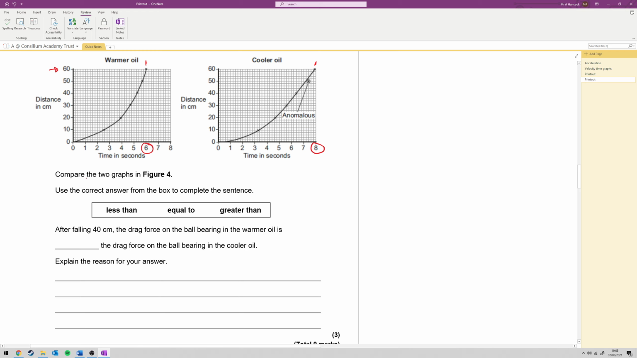So let's have a look. Compare the two graphs in figure 4, which we've just done. Use the correct answer from the box to complete the sentence. After falling 40 centimeters, the drag force on the ball bearing in the warmer oil is blank the drag force on the ball bearing in the cooler oil. Explain the reason for your answer. Okay, so let's see 40 centimeters. There's 40 centimeters.